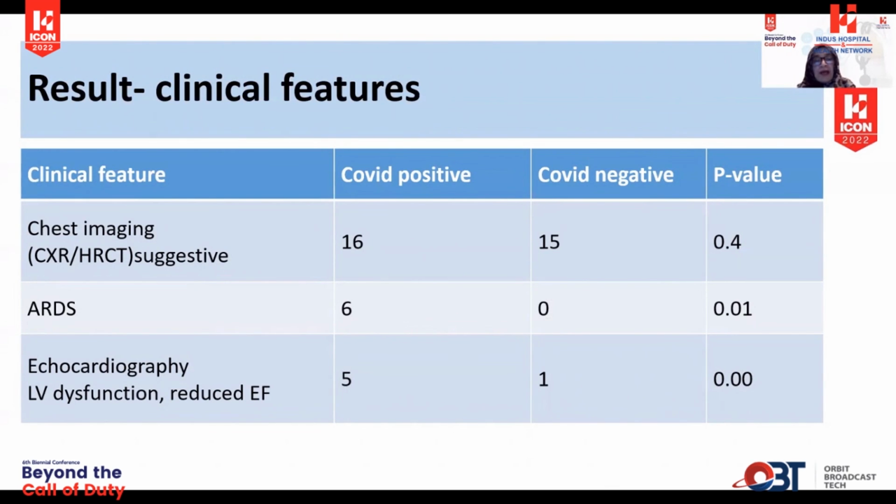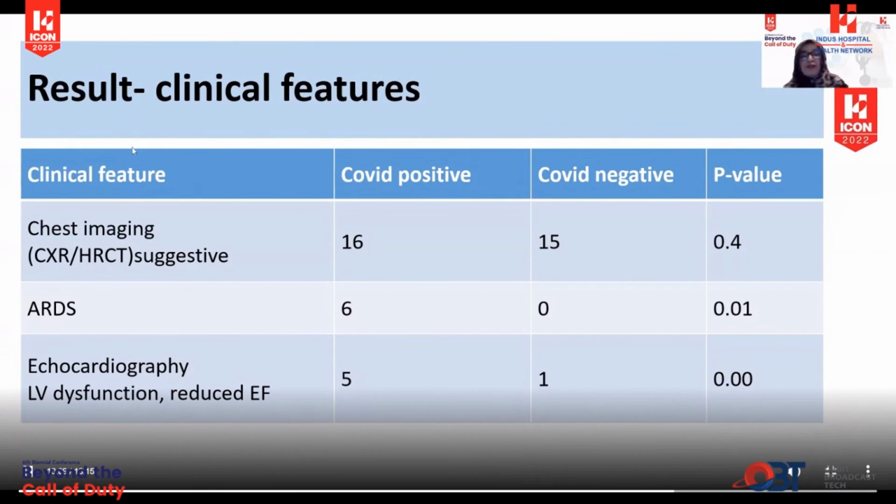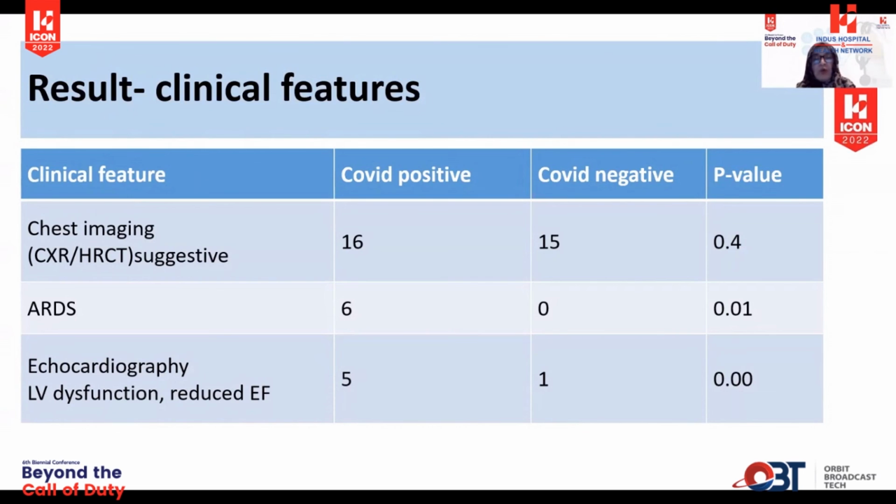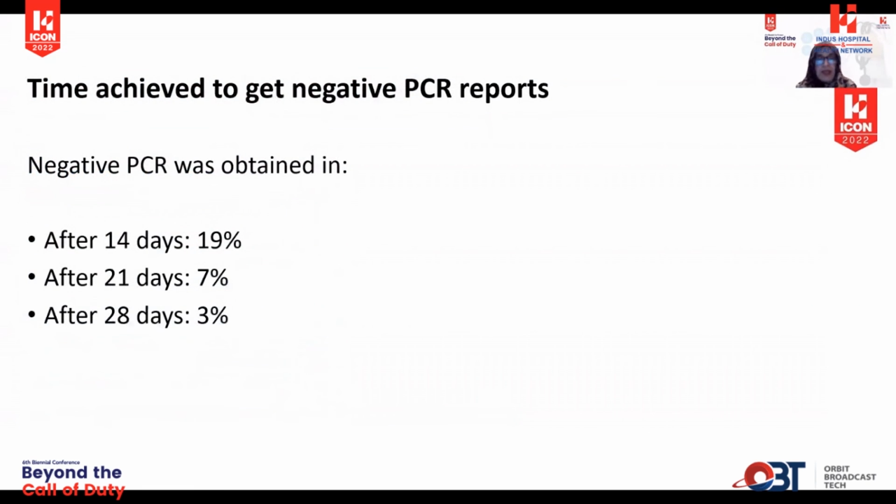And if you look at the echocardiography, then the cardiac dysfunction, which was LV dysfunction or reduced ejection fraction, was more in the COVID positive group. So this led us to an interesting finding that children with COVID pneumonia may have an initial difference in the ARDS or SF ratio, and the chest imaging findings may develop later.